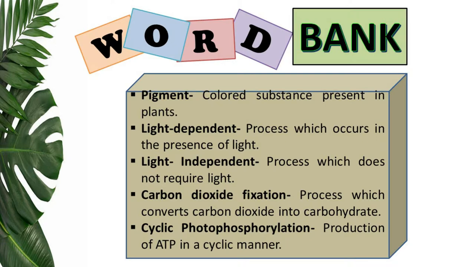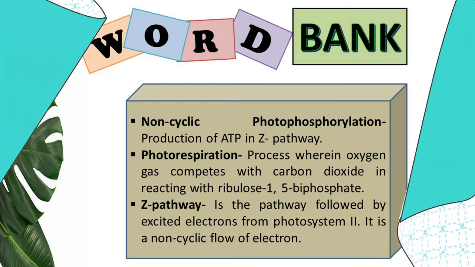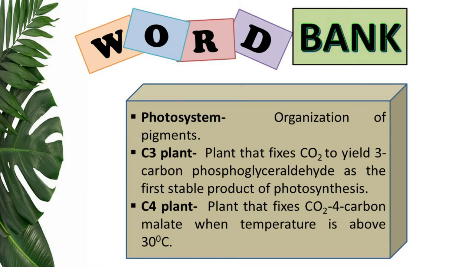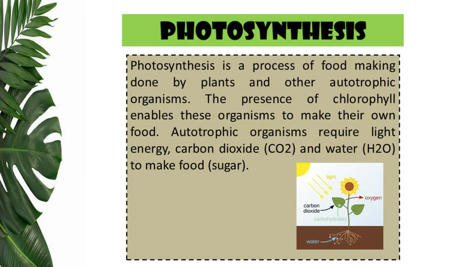We have here pigment, light dependent, light independent, carbon dioxide fixation, cyclic photophosphorylation, non-cyclic photophosphorylation, photorespiration, Z-scheme pathway, photosystem, C3 plant, C4 plant, CAM plant, and variegated leaf. This time, let us first discuss photosynthesis.